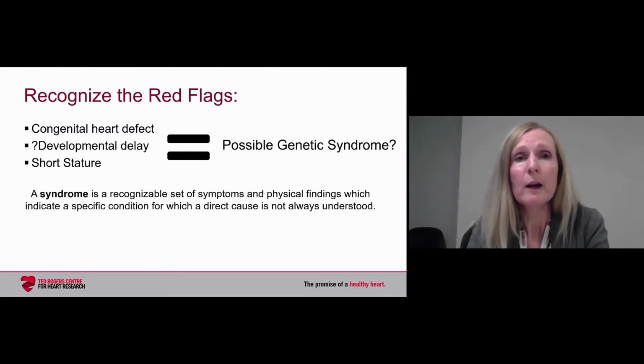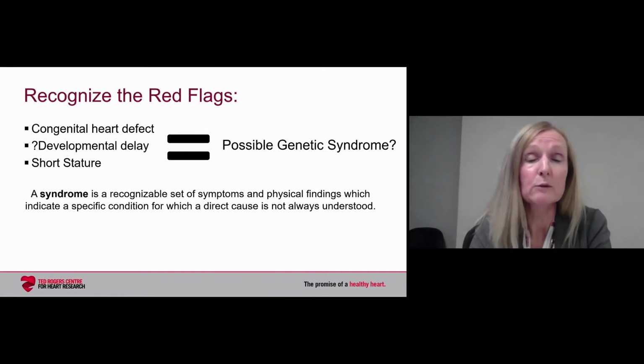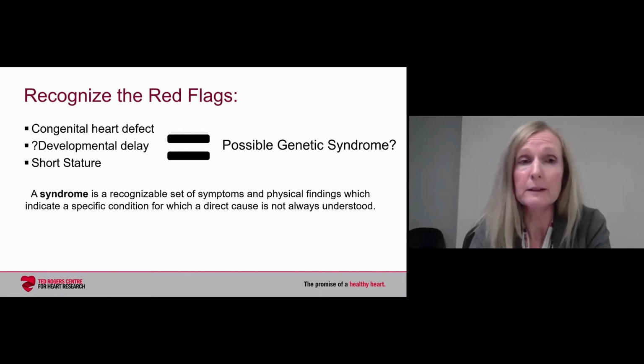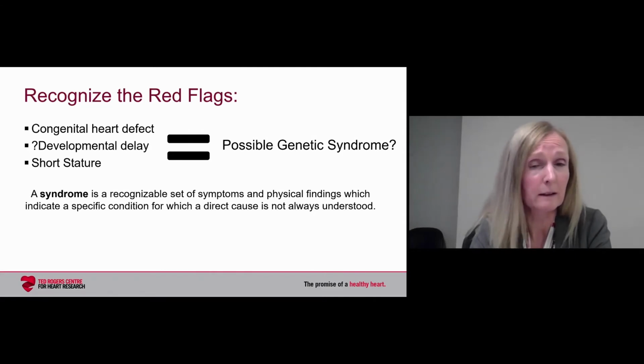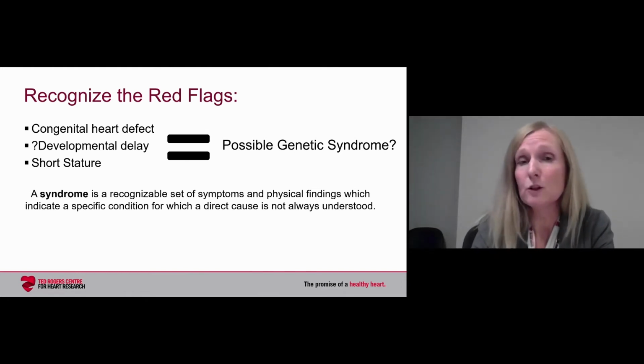So what I want to point out here are really the red flags, and hope that you would learn to recognize these red flags in your practice. When you reflect upon Olivia, you notice that she has a congenital heart defect, there is some level of query developmental delay, and short stature. These are 3 different systems that are impacted in Olivia, and this may lead you to the conclusion that there is a possible genetic syndrome.